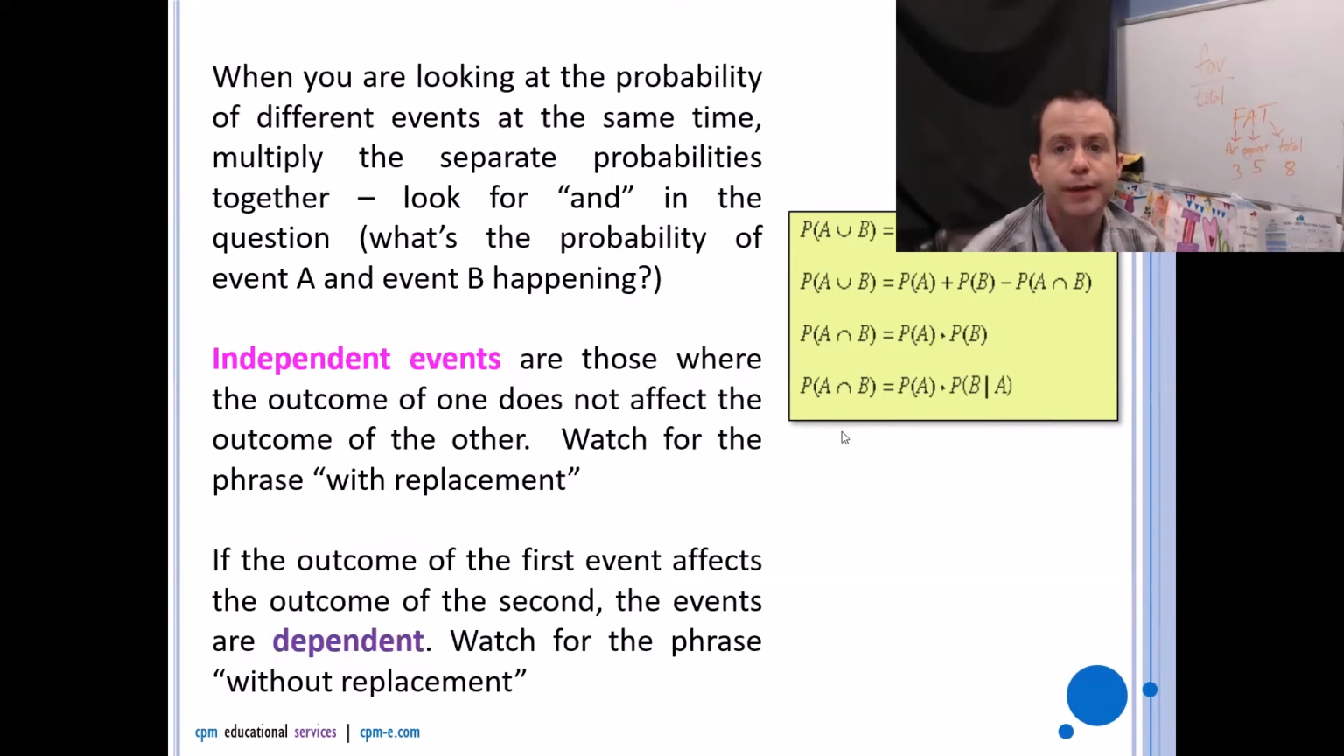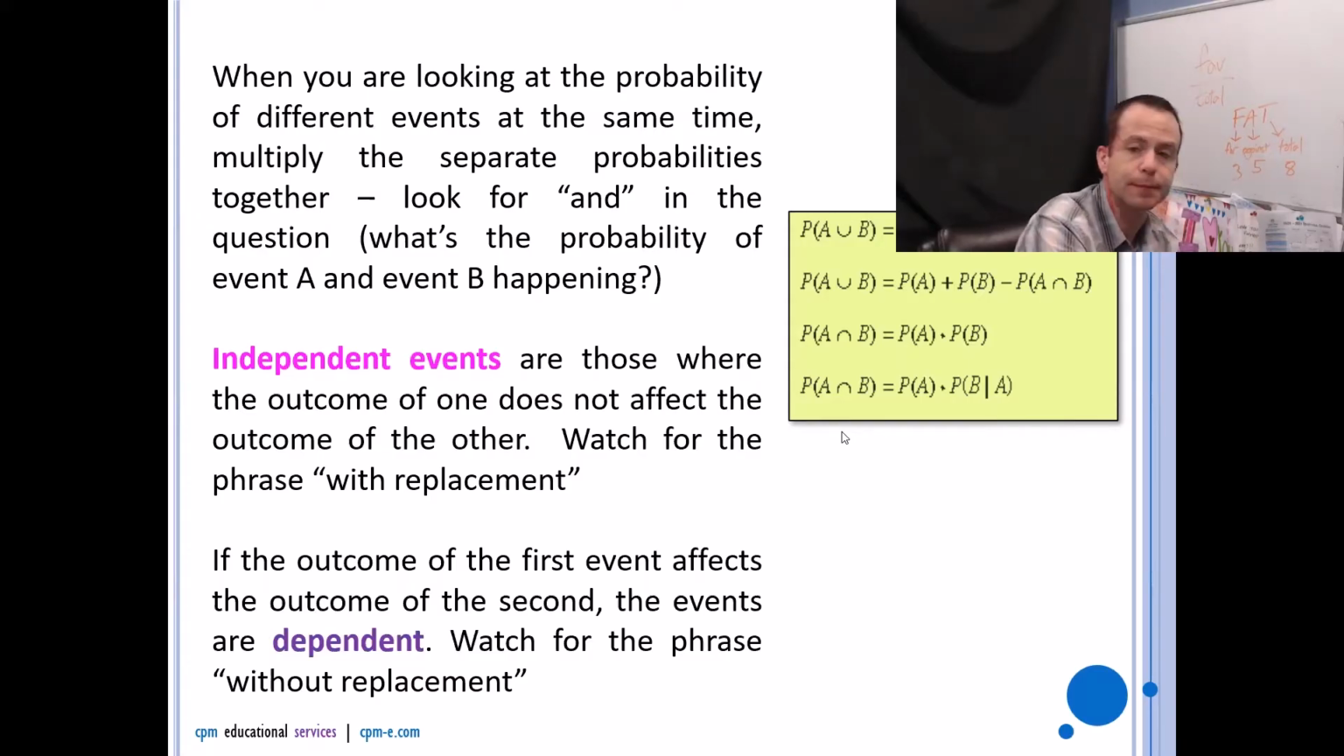All right, when you are looking at the probability of different events at the same time, you multiply the probabilities together. So look for "and" in the question. What is the probability of event A and event B happening?